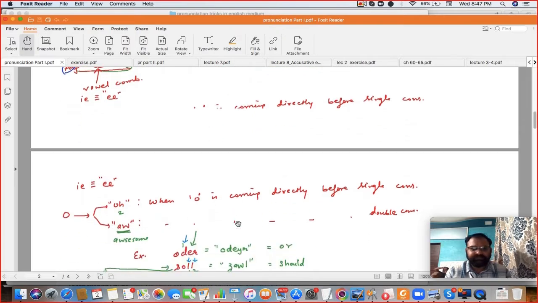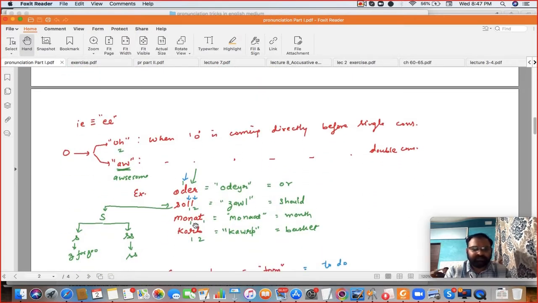Next is O. O has two sounds, long O and short O. After O, if it is one consonant, then long O sound. Otherwise, short O. For example, the first one is more than one consonant, so it is Ort. Correct. The second one is Sohn, right? Single S is Z, double S is SS. And the next is again only one.